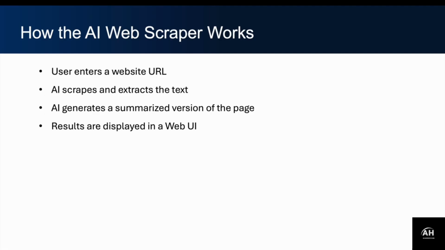You just have to find a URL that you want to use and then give it to the scraper, and AI will do all the work of scraping it, summarizing it, and giving you the result. So let's go ahead in the next video, run our AI web scraper.